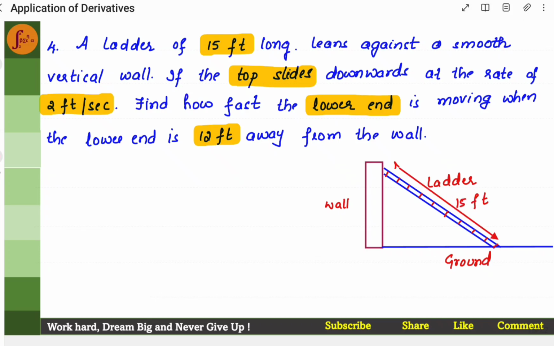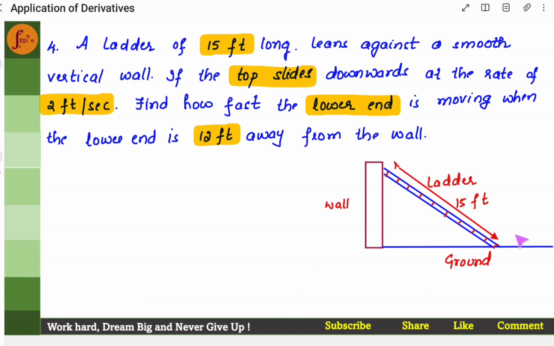If the top of the ladder starts sliding downwards, that means it is sliding here. This is the top. It is sliding, that means slowly coming down. Now if this is sliding down, that means this will extend, right? If you're pulling this downwards, this will increase.